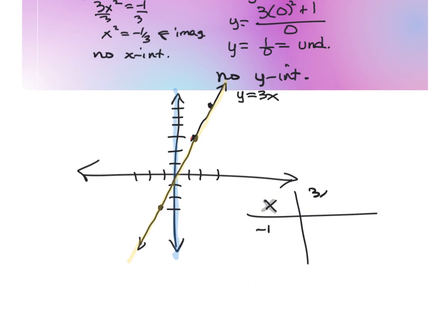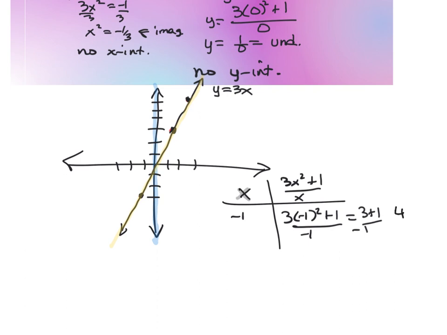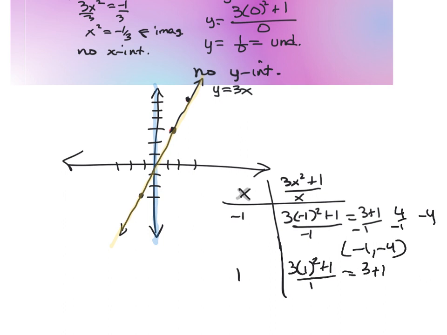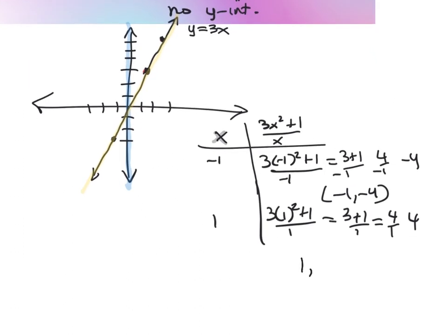And again, 3x squared plus 1 over x. 3 times -1 squared plus 1 over -1. 3 plus 1 over -1. And this is going to give me 4 over -1, which is -4. So -1, -4. And then let me plug in +1. 3 times 1 squared plus 1 over 1, which gives me 4 over 1, which gives me +4. So 1, 4. So let me graph these 2 points.